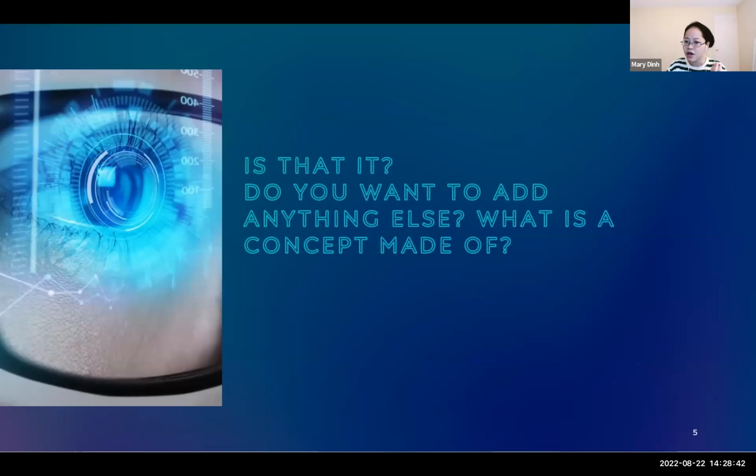But is that it? Do you want to add anything to the definition that I just gave? What is the concept made of? Do you have any other ideas or a different way to define the concept?